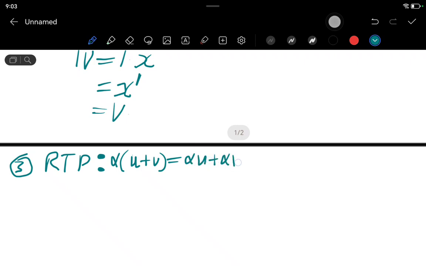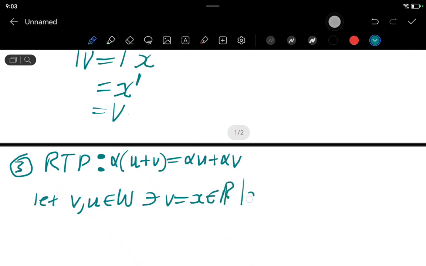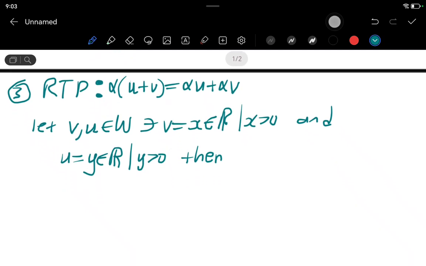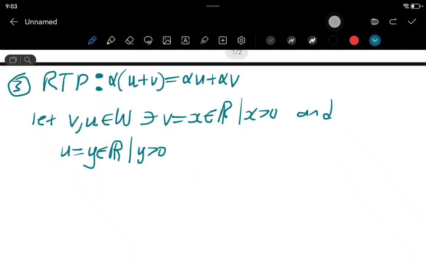So first I need 2 vectors. I need to let v and u be elements of W, such that v will be X, an element of R, such that X is greater than 0, and u will be equal to Y, an element of R, such that Y is greater than 0. And then actually, let me take a scalar. I should take a scalar and let alpha be an element of R.